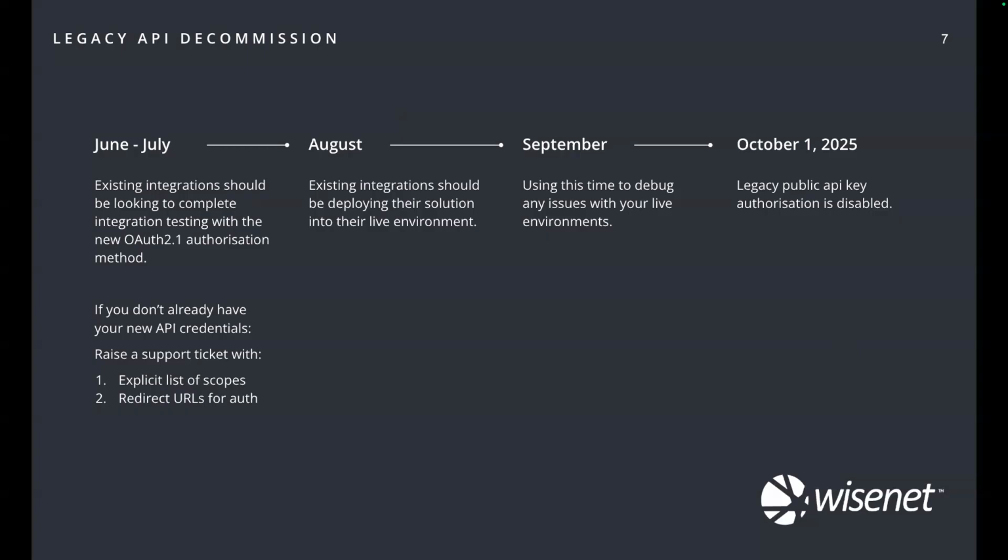So up until the end of July, you should be looking to get your existing integrations tested with the new OAuth 2.1 authorization method. If you don't already have your API credentials for that, you do need to create a support ticket for us and have your explicit list of scopes on there that you need access to, plus also the redirect URLs for all.